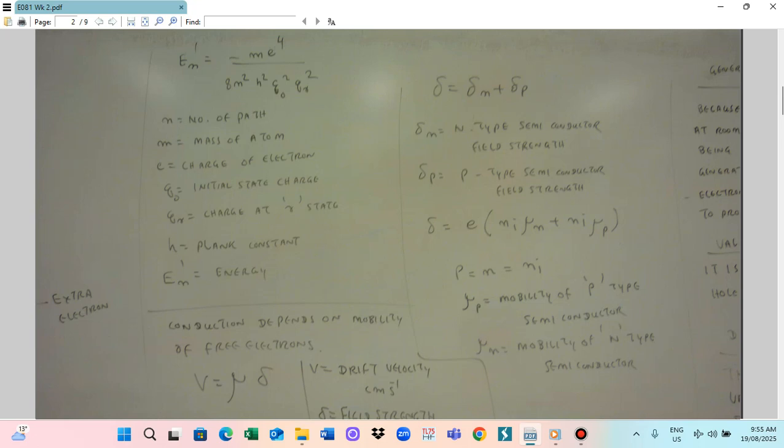So this data is really delta n plus delta p. Delta n means the n-type semiconductor field strength, and delta p means the p-type semiconductor field strength.